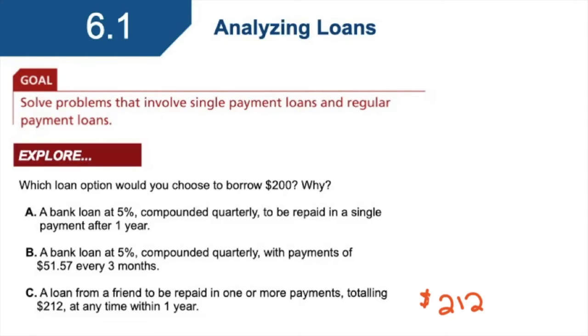We also have some disadvantages with getting money from a friend. They might be the type to bug you about it constantly, but right now we're not going to look at that. We're just going to look at the absolute dollar value, $212.